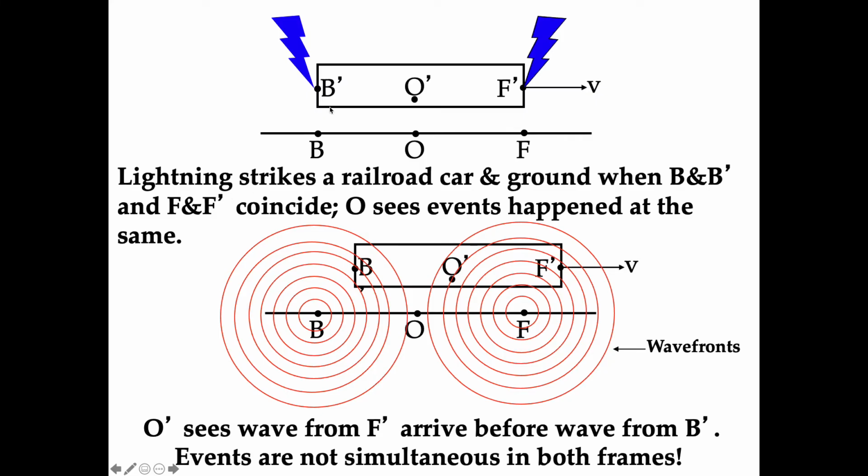At the instant B prime and B coincide and F prime and F coincide, lightning strikes. The lightning bolt makes a mark both on the platform and on the railroad car. So you're observer O, and you see lightning strike when point B prime and B coincide with F prime and F, and it leaves a mark. Okay, so far?